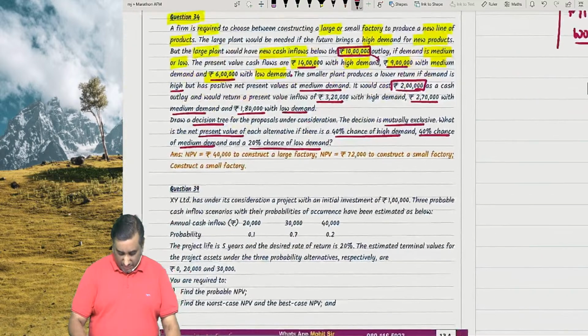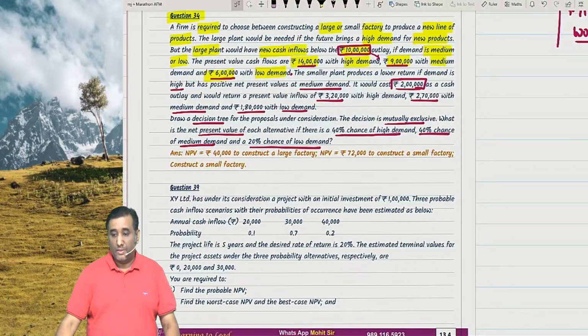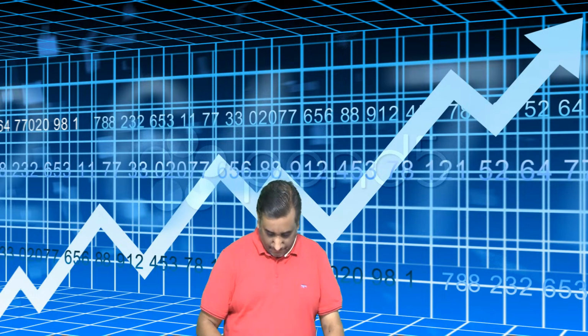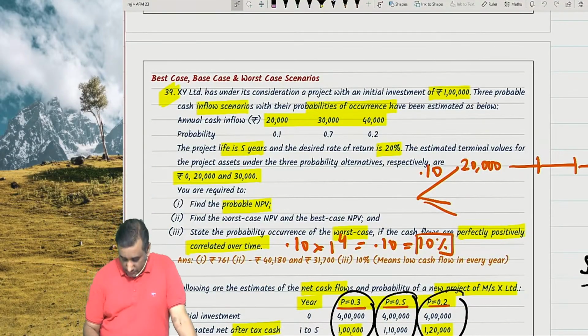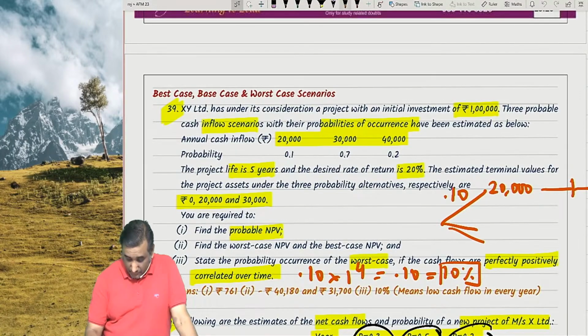Question number 39. Read once quickly, please. Question 39 says best case, worst case, middle case.